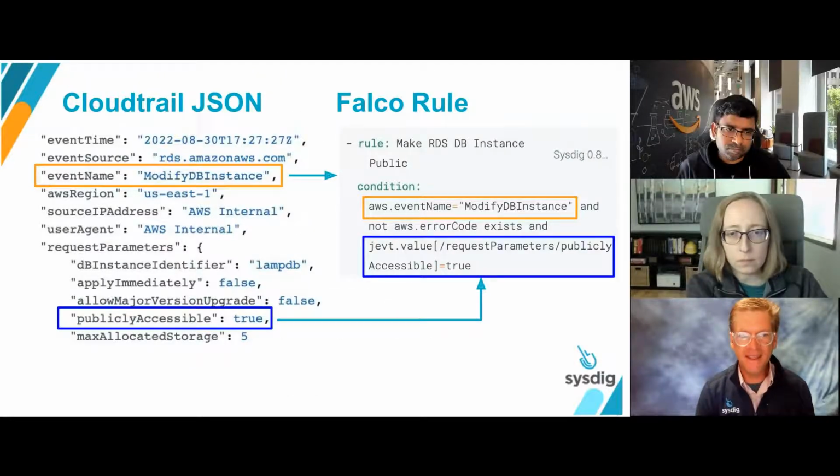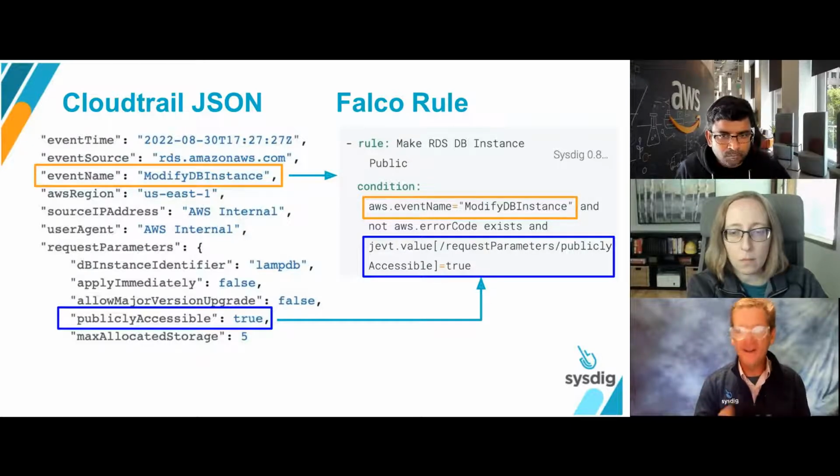So here I've mapped a couple of the portions of the CloudTrail event over to the Falco rule. And the event that happens in AWS is the modified DB instance. And the key piece of information here is that publicly accessible is true. And so that is pretty easy to see how that maps to the Falco rule in Sysdig. And again, this is just informational for us on the webinar. This comes out of the box. So you don't have to write these, but you can see that it's fairly straightforward to understand what's happening in an event and how it applies to a Falco rule.